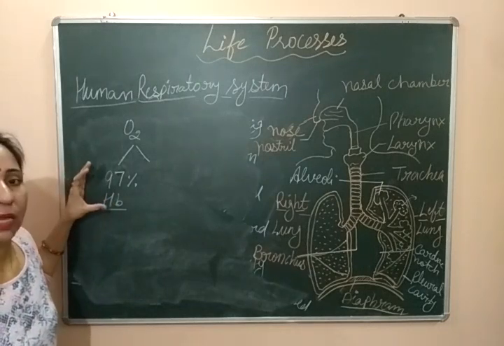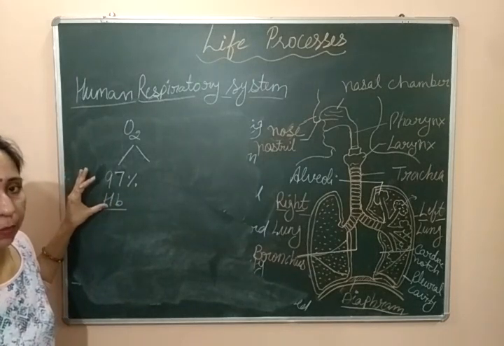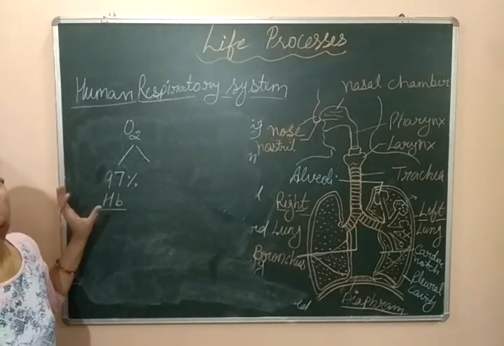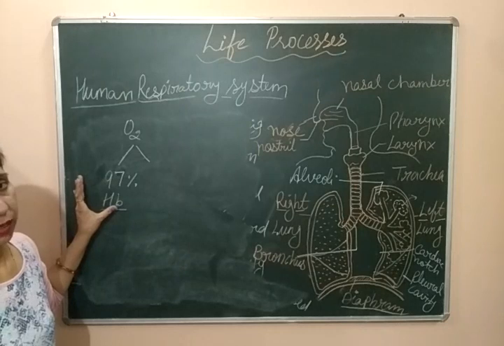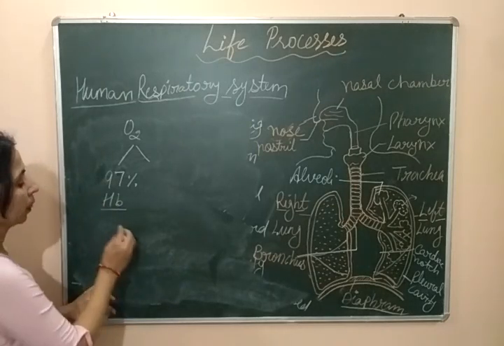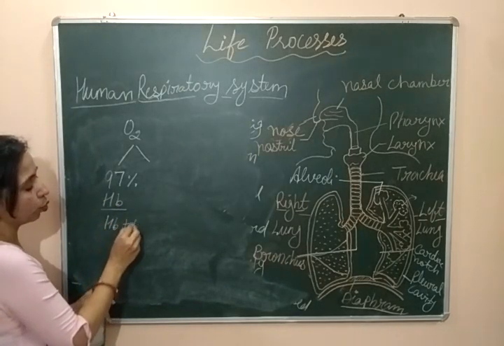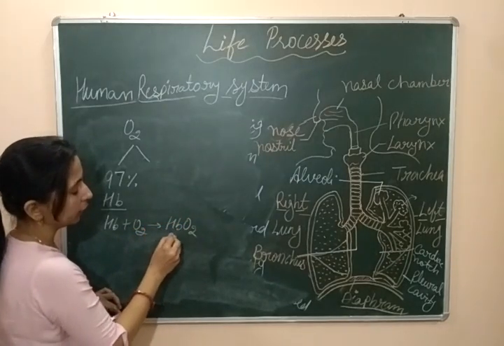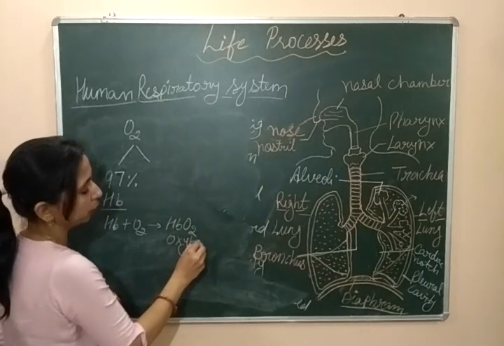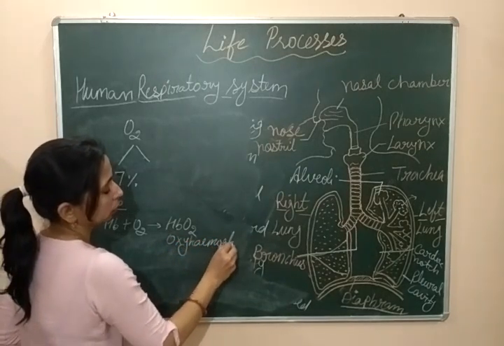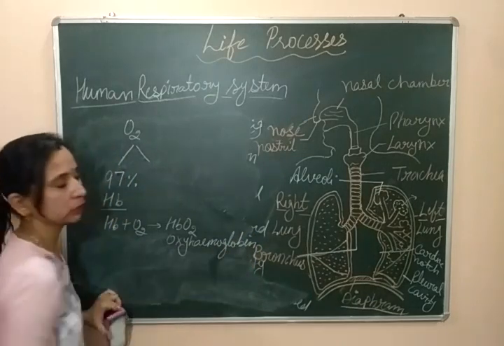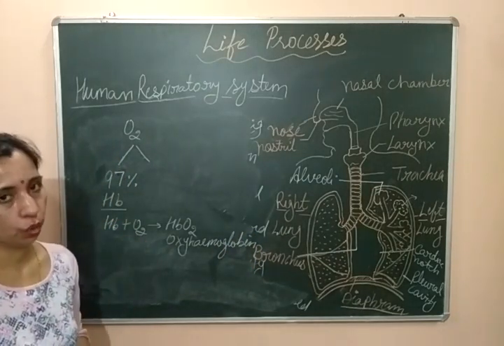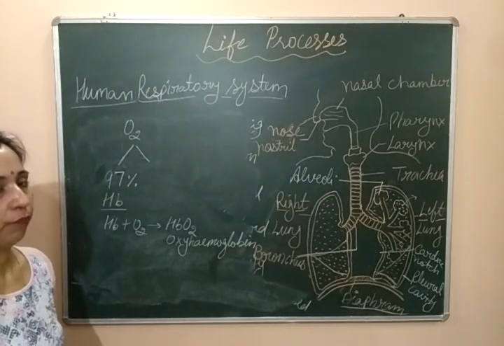It can be taken by hemoglobin, and hemoglobin is the pigment which is present in our blood. Almost 97% oxygen is taken by hemoglobin and transported by the hemoglobin. When hemoglobin joins with the oxygen, it forms oxyhemoglobin. So almost 97% oxygen is transported by combining with hemoglobin, the pigment present in our blood.